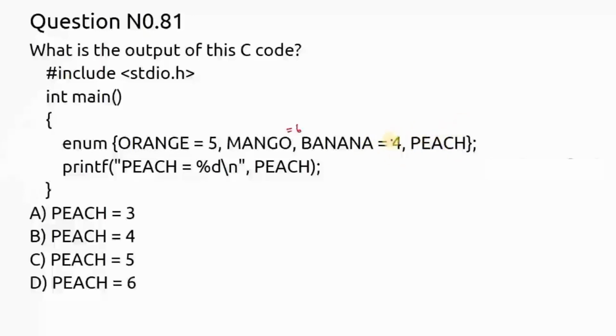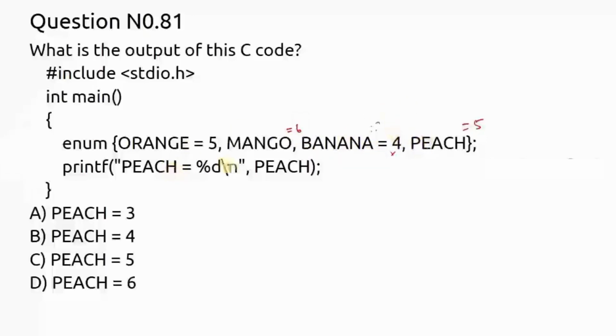If some value in the middle is assigned, the next variable's value will be the next value if it is not assigned. So now you can see banana equals 4, peach will become 5. If it were not given, banana would become 7, peach would become 8. Initially if you don't have any value, it will be 0. If some value is given initially, the next variable takes that plus 1, and it is incremented like this. If in the middle some value is given, from that it will again increment the next value.